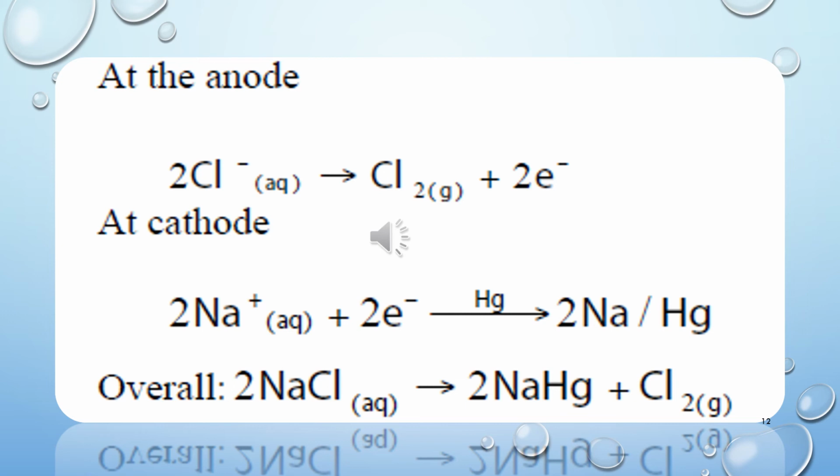The first one is at the anode, where chloride is converted into chlorine molecule, chlorine gas. At the cathode, sodium ion is converted into sodium mercury amalgam, because that sodium is dissolved in mercury, which forms sodium mercury amalgam, and that sodium mercury amalgam is then converted into sodium and mercury. The overall reaction is given below, in which NaCl is directly converted into sodium mercury amalgam and chlorine gas.